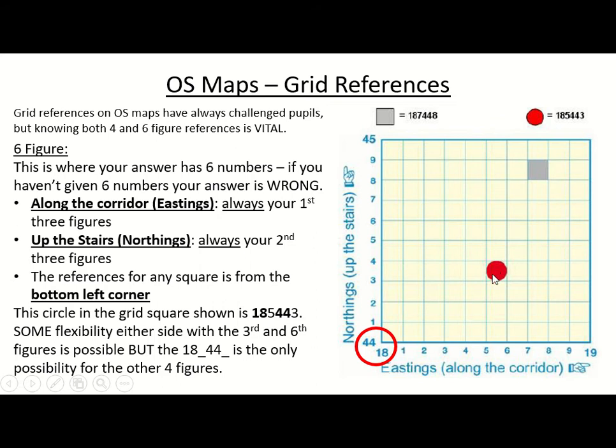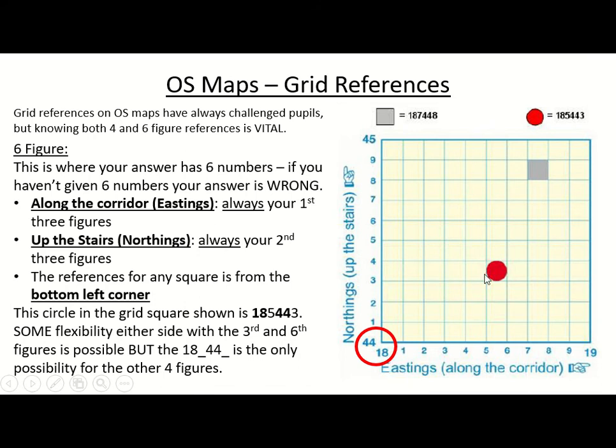So where the red square, or the red circle I should say, annoyingly it's actually between 2, but you'd be able to say 185, okay, because it's roughly 5 across in square 18, and roughly 3 up, so 185 443, okay, is where the red blob is. The good thing about these 6-figure references is that you don't have to be exact, because really this is actually right between 5 and 6 along here, so it could be 186 444, and that would still get you the mark, because it's basically the same.